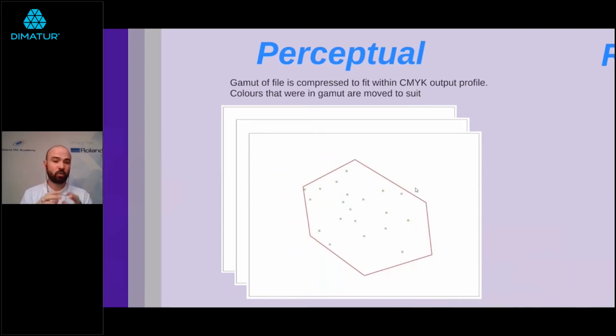So at the end of it, we have all of the colors producible, but they have all been shifted together to fit within this new color space. This is one method, and it's called perceptual because all of the relationships between all the colors are still maintained. So perceptually, the file looks the same. All of the gamut's just been squashed to fit within this new color space.